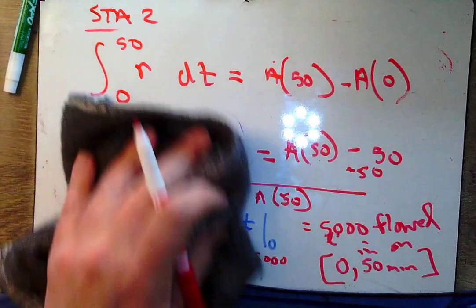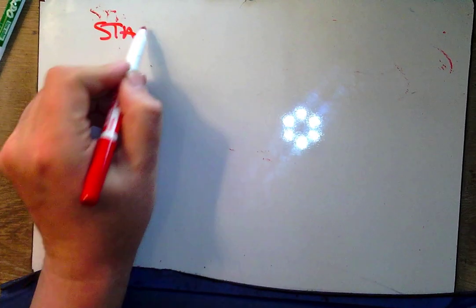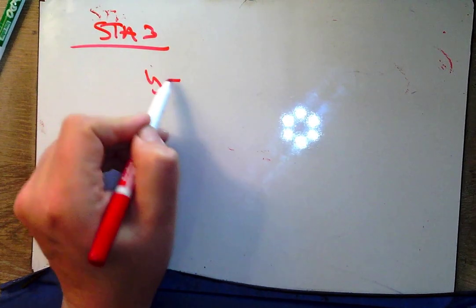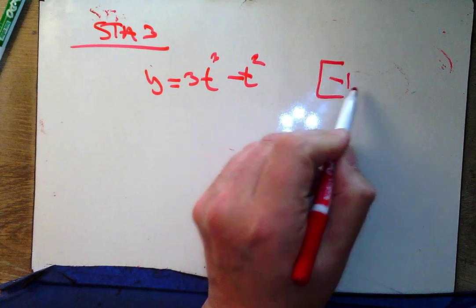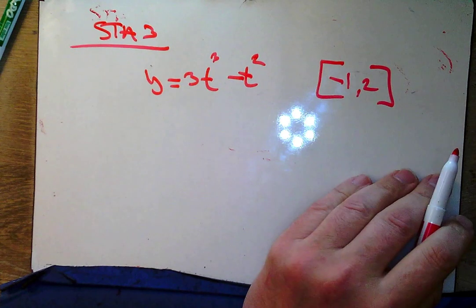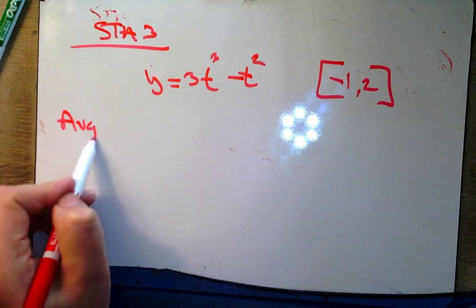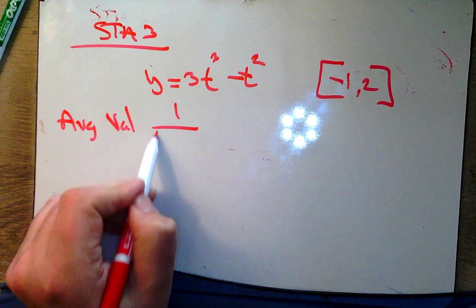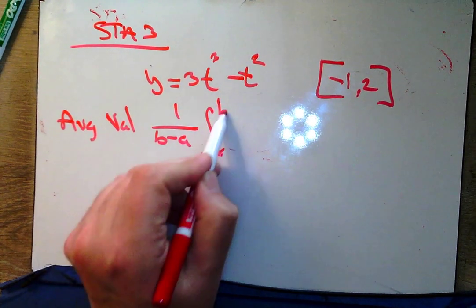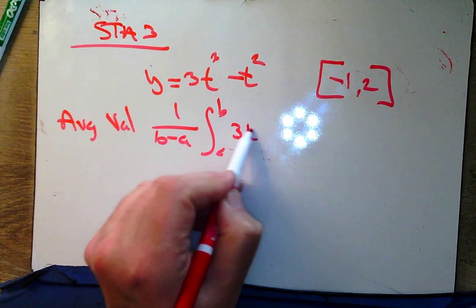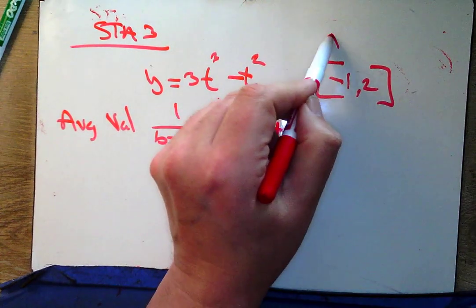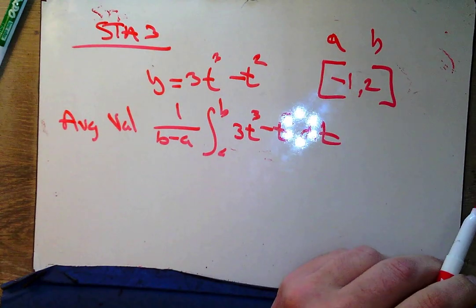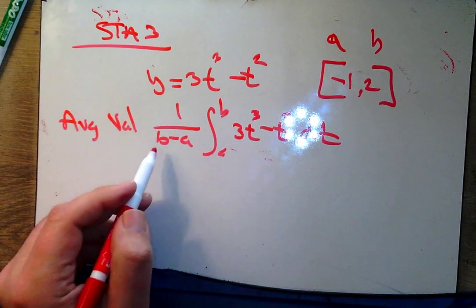Station 3 says, what is the average value of this function? Okay, y equals 3t to the third minus t squared on negative 1 to 2. So I remember the average value formula as being 1 over b minus a, integral a to b of 3t to the third minus t squared dt. And we have our a and our b over here. So let's plug some things in.